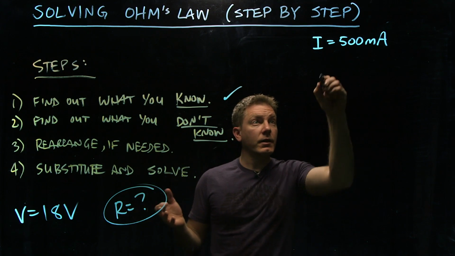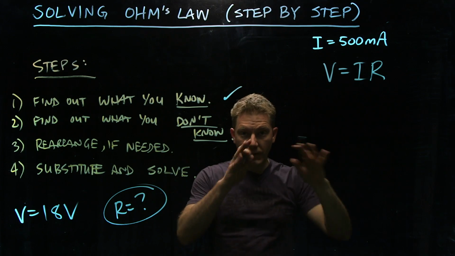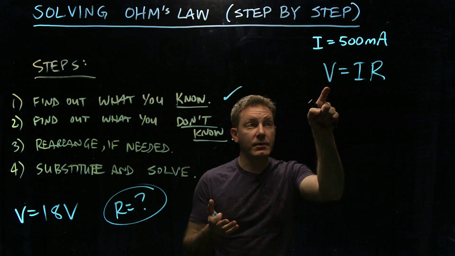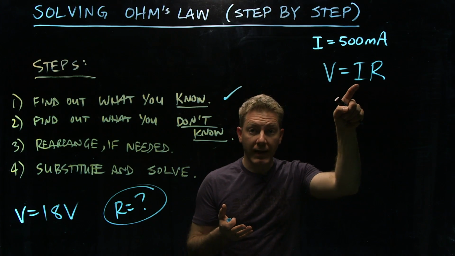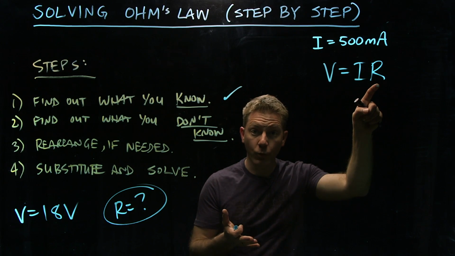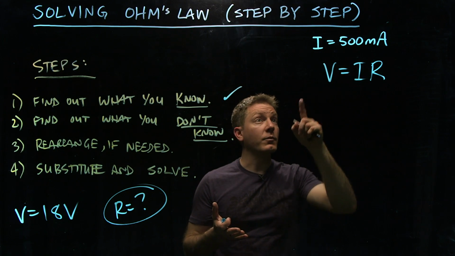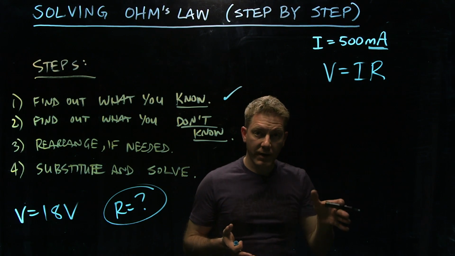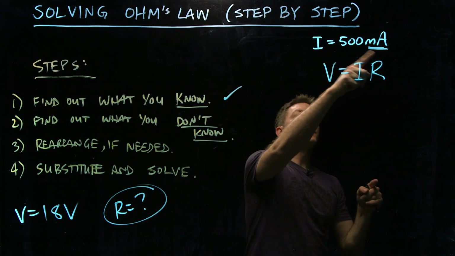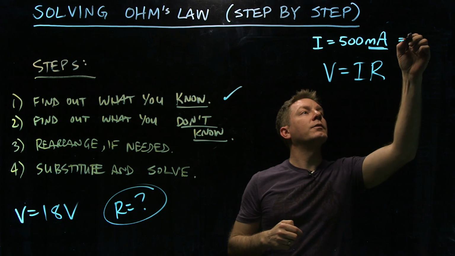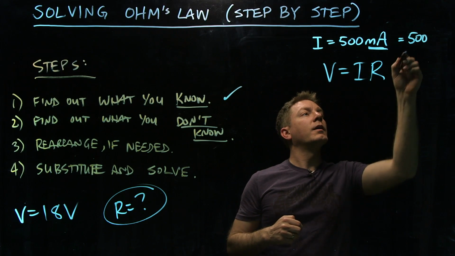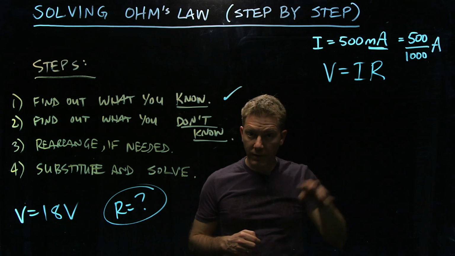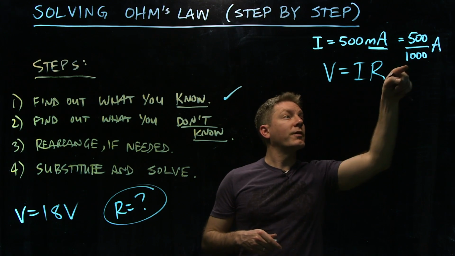So we can rearrange Ohm's law and substitute and do all that stuff, but we're not ready yet. You know why? Because voltage has to be in volts, current has to be in amps, and resistance has to be in ohms. Look, that's not amps, that's milliamps. What's a milliamp? Milli is 1 over 1,000. So if we have I equals 500 milliamps, that's equal to 500 divided by 1,000 amps.